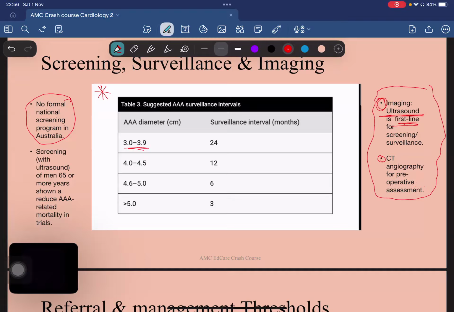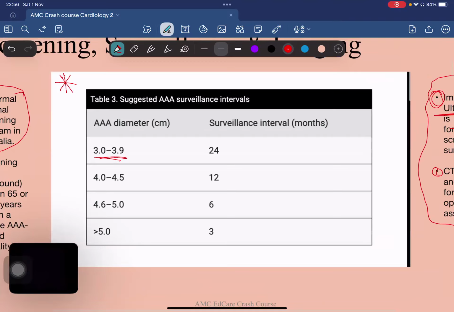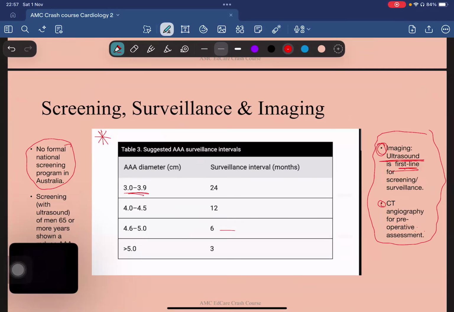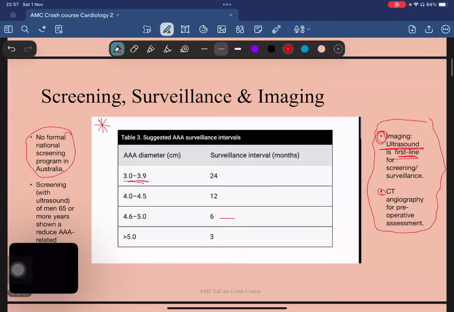What we have to know about this is that this table, I'm really sorry to say this, but it is something to memorize. So, directly memorize 3 to 3.9: every 2 years. And if your aneurysm is 4 to 4.5, it's 12 monthly, that is 1 yearly. And if it's 4.6 to 5, you got to follow up every 6 months. And if it's more than 5, you do it every 3 months. So this is very, very, very important, and that's something you got to know.